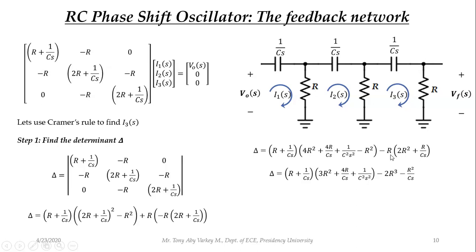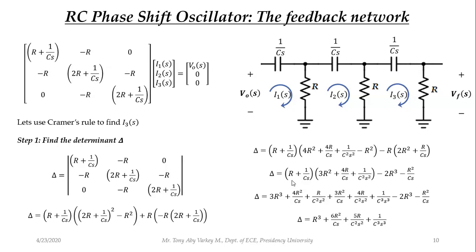This also I am multiplying, so it will be R into 2R square, 2R cube, R into R by Cs, R square by Cs. Clear? Now I am going to multiply this, so you will be getting like this. I'm just multiplying, and then finally I will be getting the delta value as R cube plus 6R square by Cs plus 5R by C square S square plus 1 by C cube S cube.